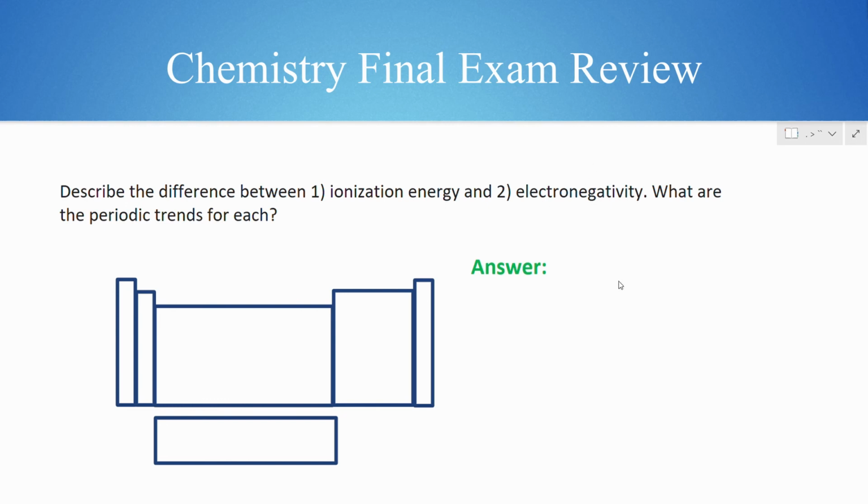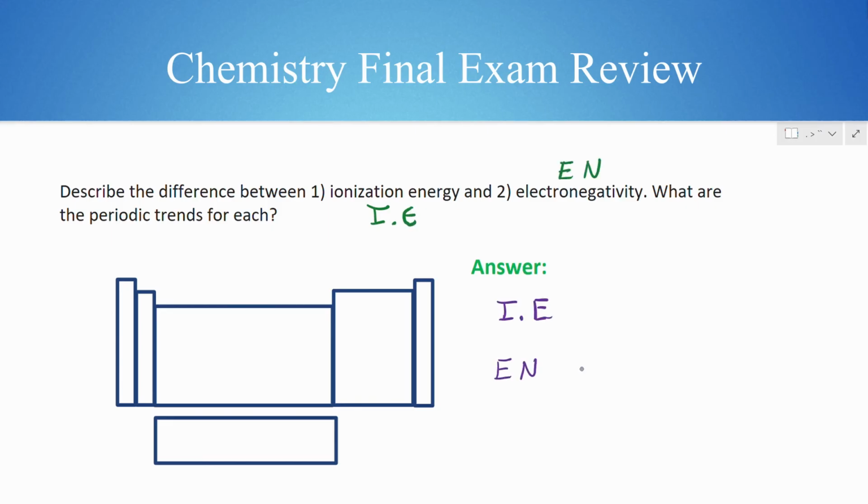Describe the difference between 1. ionization energy, and 2. electronegativity. What are the periodic trends for each? So first of all, we need to describe the difference between ionization energy and electronegativity, which I will abbreviate.